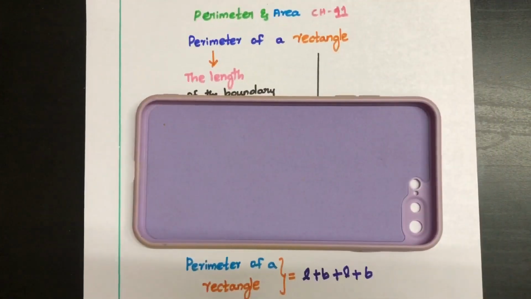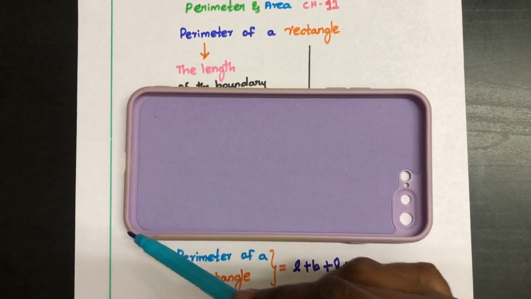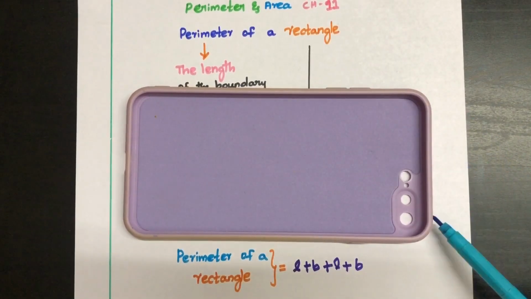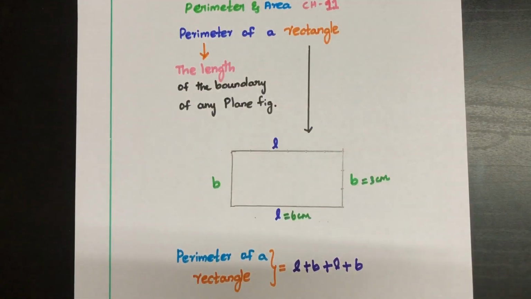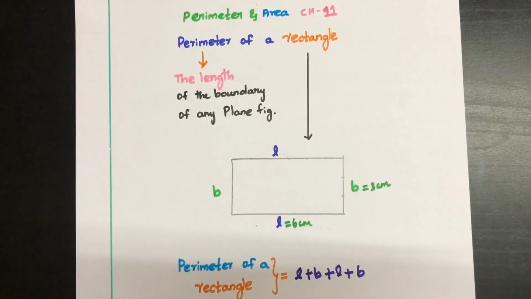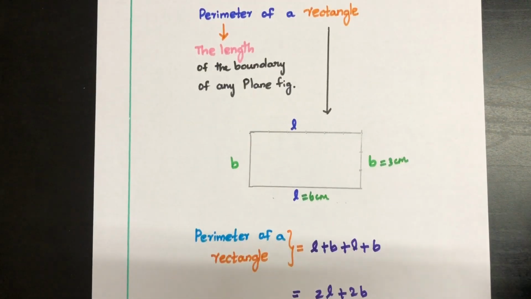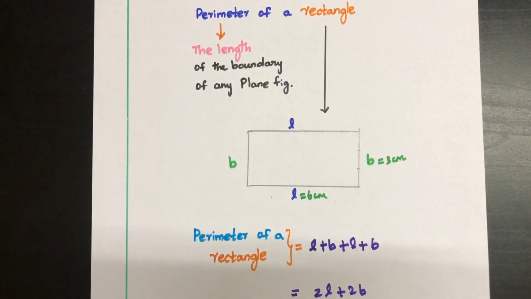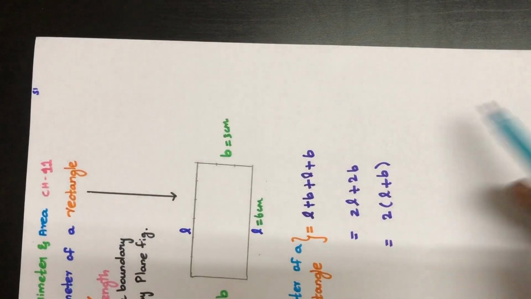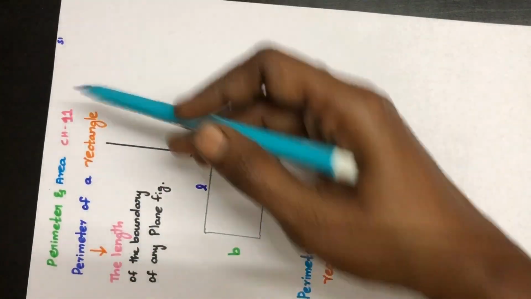The greater measure is called length, this side. The smaller measure is called breadth. Always keep it in mind. Even so many examples we can tell. Our notebooks are rectangular in shape. Even this A4 sheet is rectangular in shape. See, this is length. This is length of the sheet and this is breadth of the sheet.